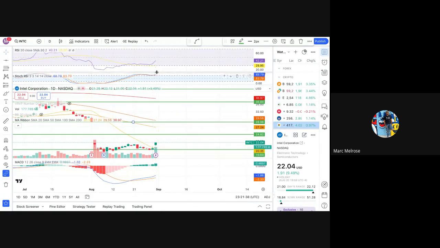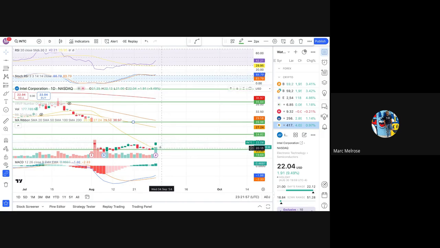So I would just wait for a pullback to happen. Again, that cool down could have us just testing this $20 range. So I would just be waiting for that. So I'll be waiting for this, me personally, a pullback. If it was to go up, I would not feel comfortable getting into this trade just because of what that stochastic RSI level is at.